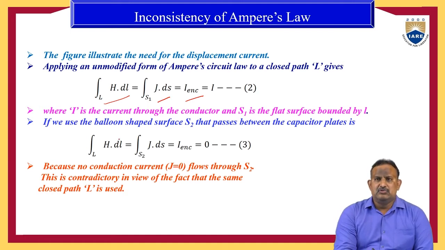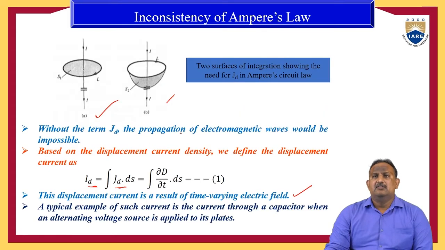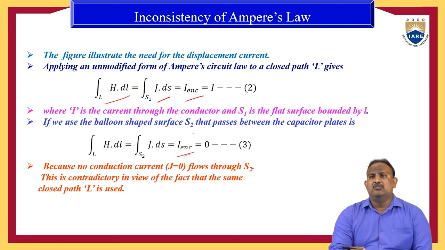If we use the balloon shaped surface, the second one from the figure, which has the surface area S2, that passes between the capacitor plates, then the line integral of H into dl equals the surface integral over S2 of J into ds, which is I enclosed. According to Ampere's circuit law, the line integral of H into dl is equal to I enclosed. But because it is passing through a capacitor, it is equal to 0.